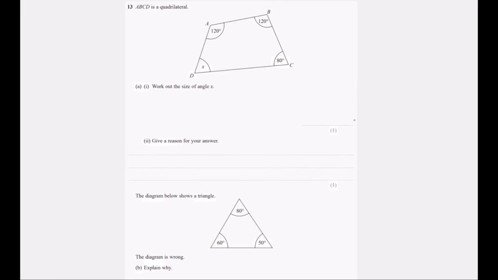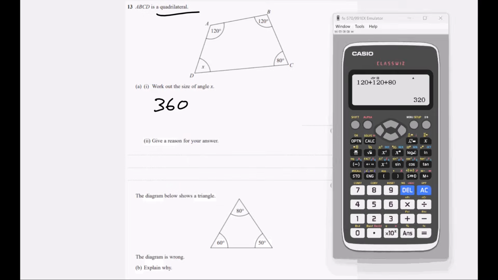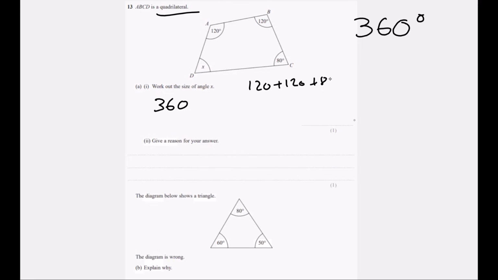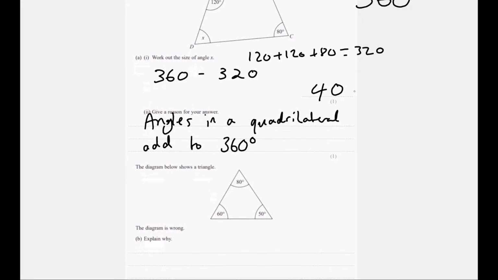Question 13. ABCD is a quadrilateral. Work out the size of angle X. In a 4-sided shape, a quadrilateral, the angles add up to 360 degrees. So what's the missing angle? So 360, take away what we've got, 120, 120, and 80, which is 320. So 360 take away 320 means we've got 40 degrees left. So the reason is angles in a quadrilateral, or a four-sided shape, add to 360.